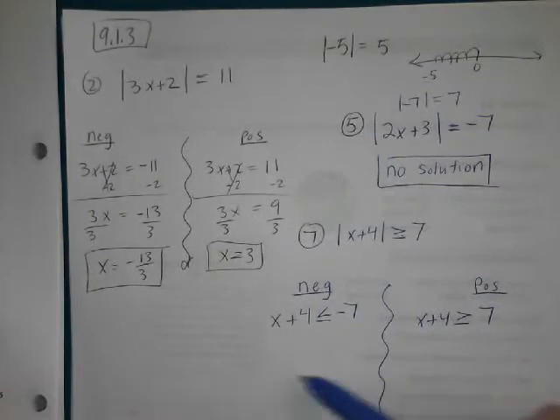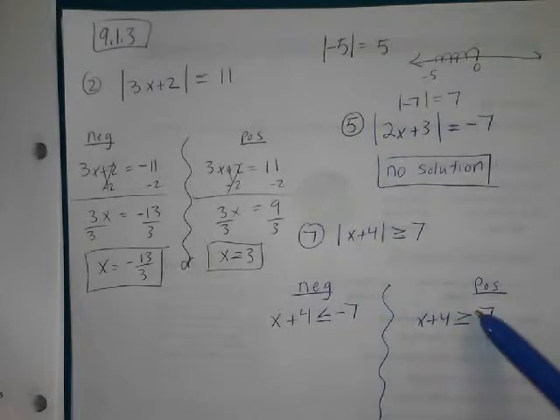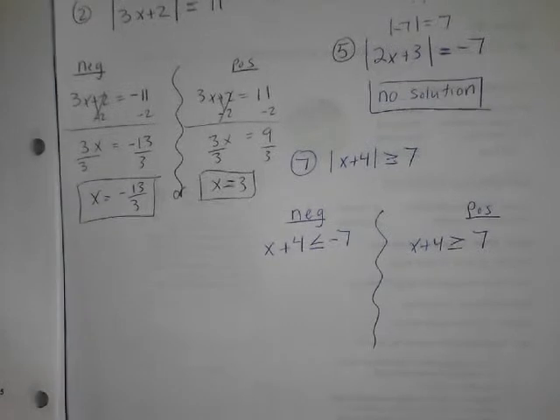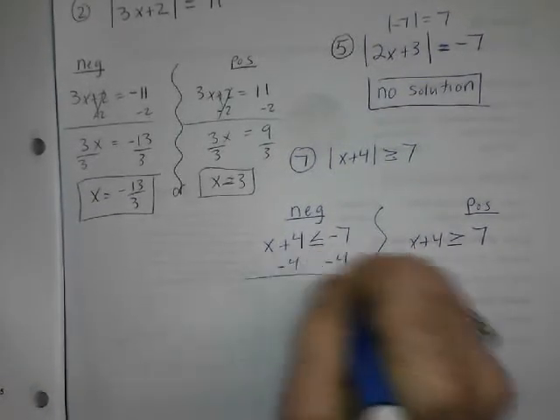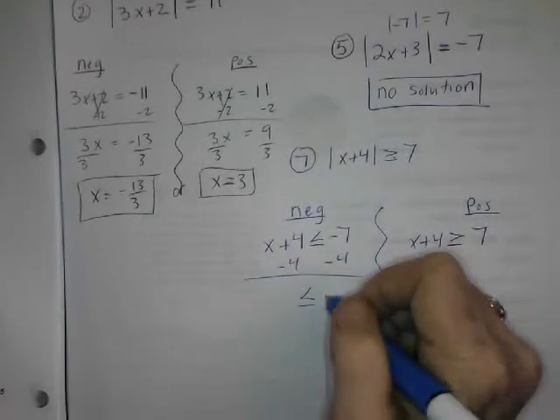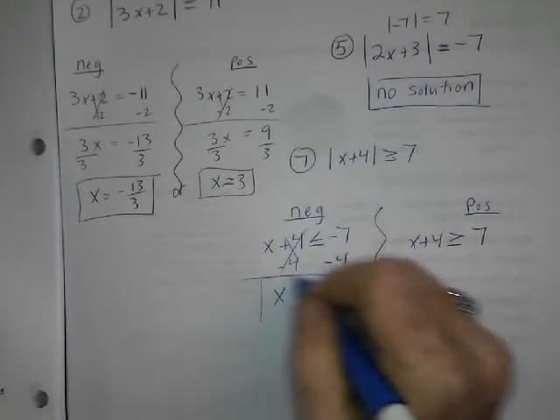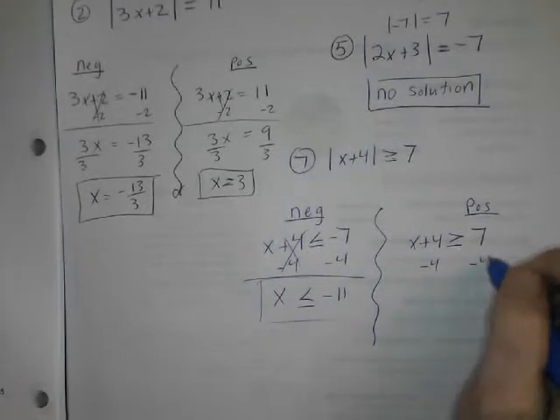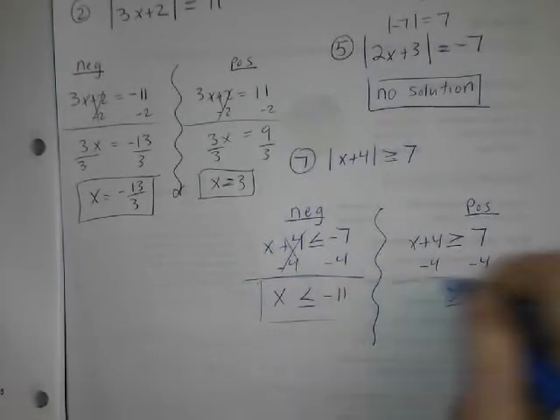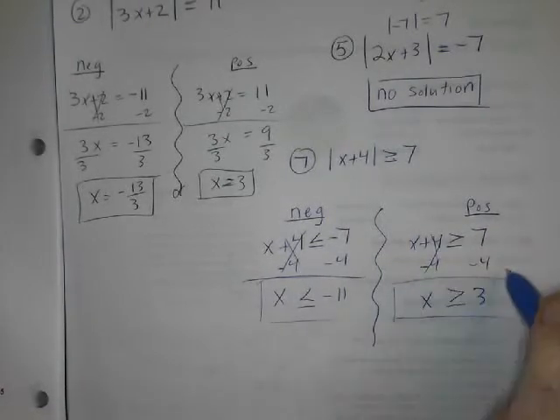And then this one, all we did was write the problem down with no absolute value bars, and then we go ahead and do our algebra. I think it's negative 11, and that's going to be x. And then minus 4, so I guess that's going to give me a 3. Okay, so x is less than negative 11, or x is greater than 3.